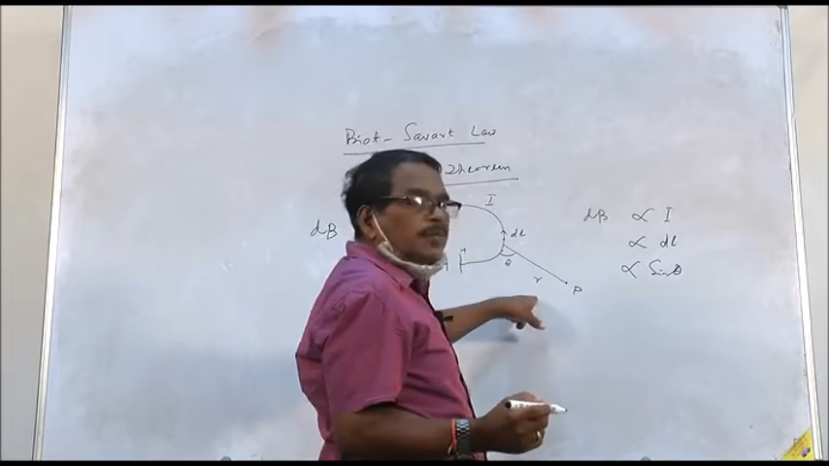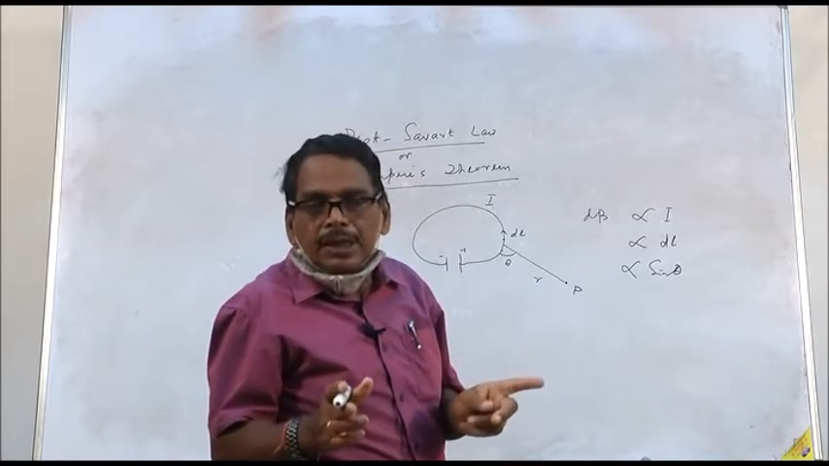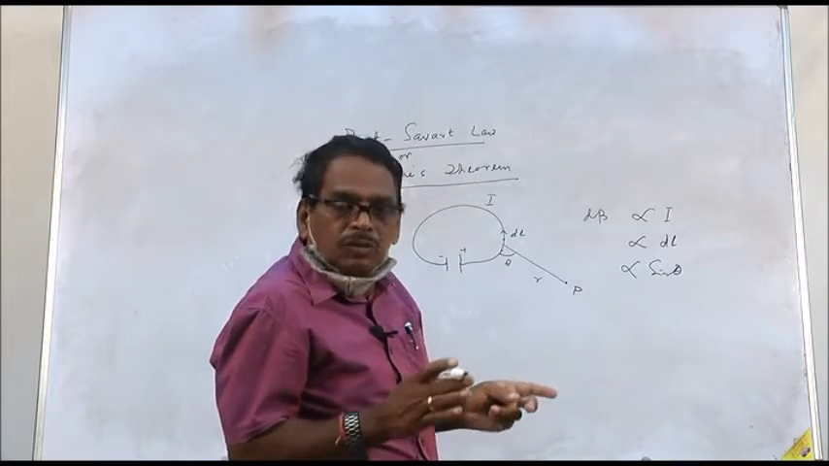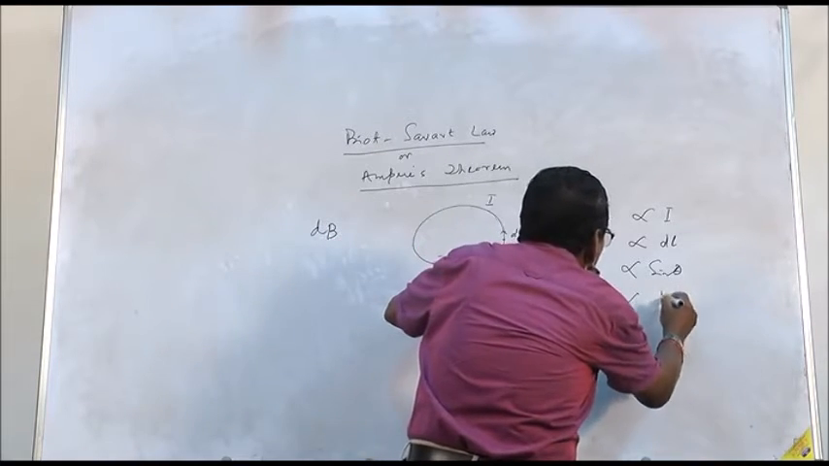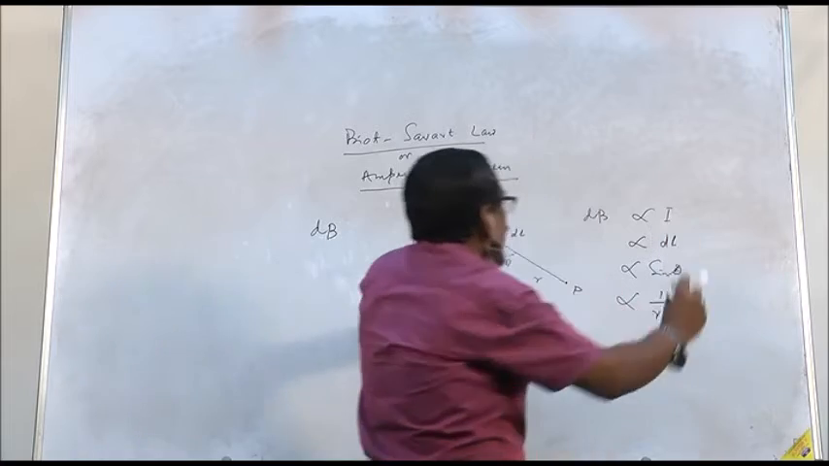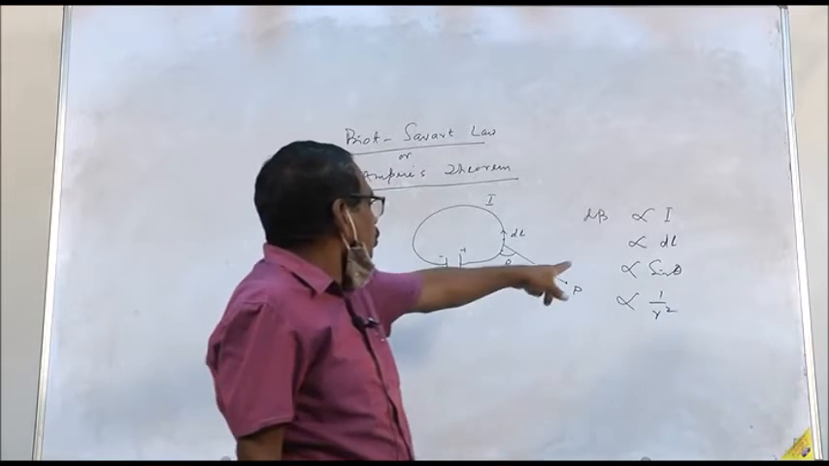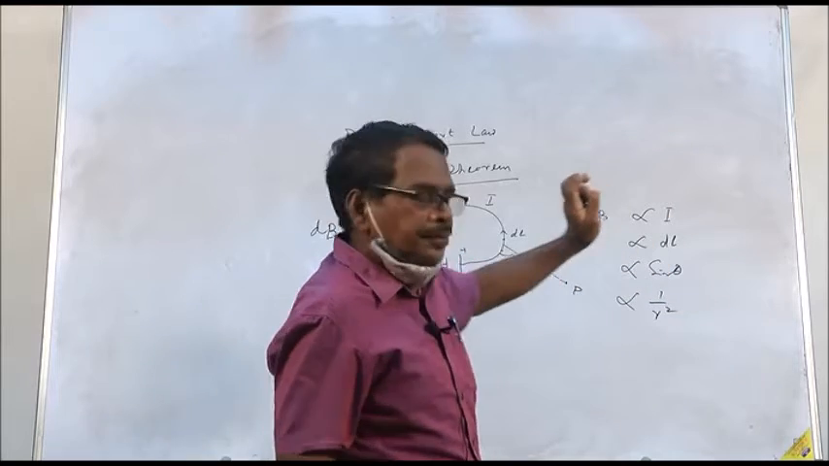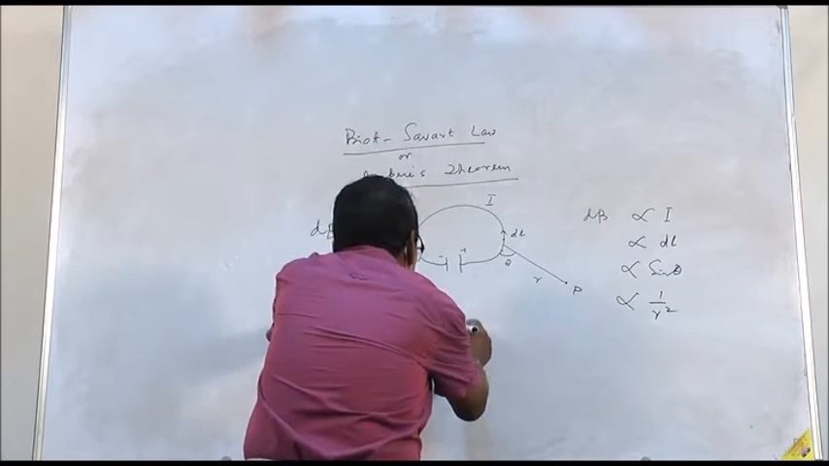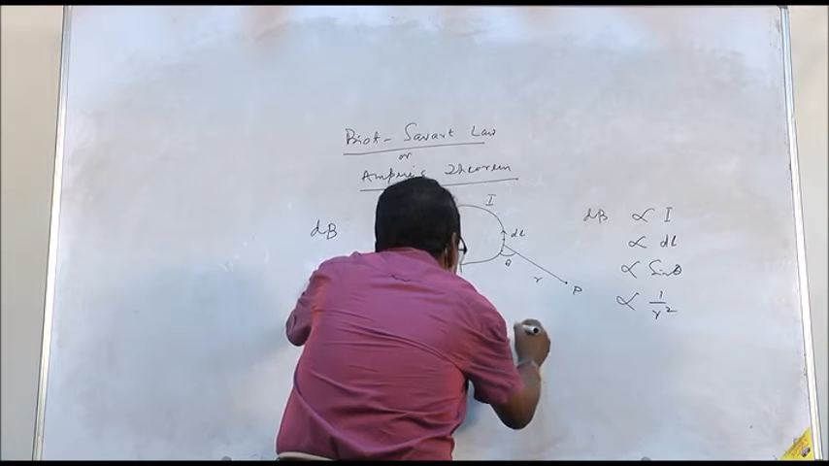And how will it depend upon distance? More the distance, less will be flux density. When the distance becomes more, flux density will be less. So, it is inversely proportional to the square of the distance. So, dB is directly proportional to I, directly proportional to dl, directly proportional to sin theta, inversely proportional to the square of the distance. So, these are the factors on which the flux density depends.